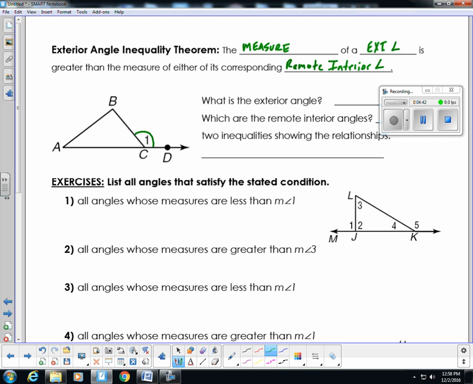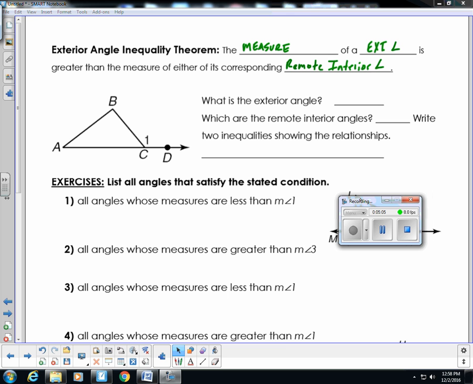angle 1 is an exterior angle. Its remote interior angles are the 2 of the 3 angles of the triangle that don't touch it. So the 2 angles that don't touch angle 1 are angle A and angle B. So angle A and B are the remote interior angles of angle 1. Now, here is what this theorem says. This theorem says that the measure of an exterior angle, so in this case, exterior angle 1, is bigger than angle B. Angle 1 is also bigger than angle A. That's what this theorem says.